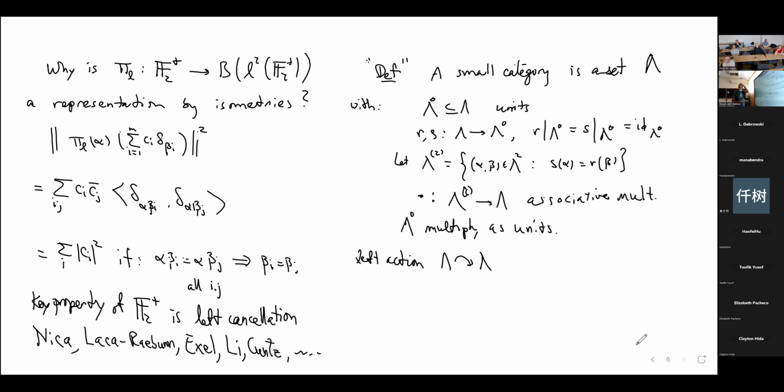Sorry, this is an extremely stupid question. What do you mean lambda multiplies as units? Right, so if you compose a unit with something, either on the left or on the right, it doesn't change anything. It multiplies without changing the thing you multiply.